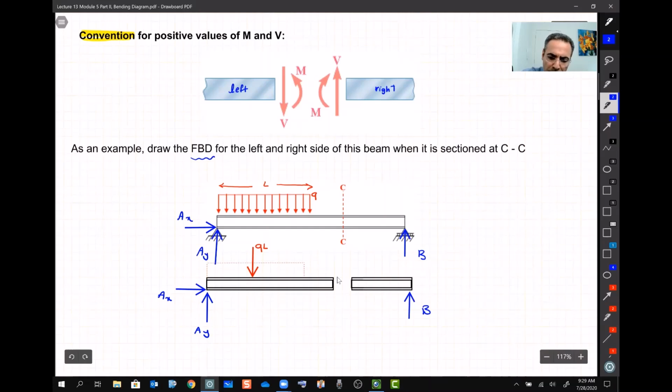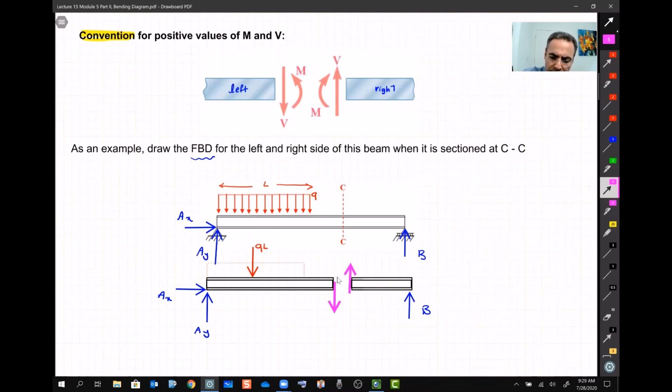Those V and M, the way that we show them is going to be, okay, let me go there. So on the left side, this is V. On the right side, this is V. And for M, this is going to be M, and this is going to be M. Okay, this is VC, MC. I just use the C here to show that this is the V and M for this cross section. And similarly, VC, MC, and VC.